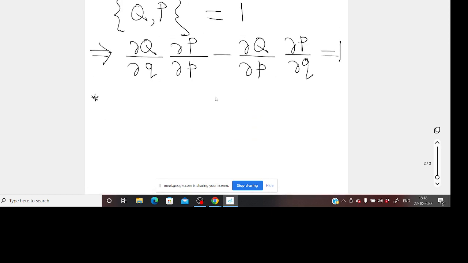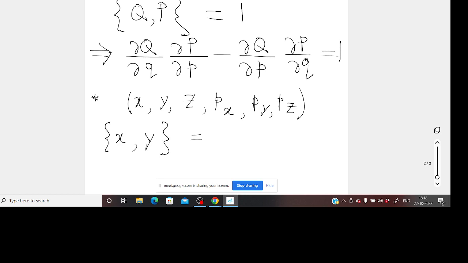Now let's see. There are three coordinates x, y, and z, and three components of the momentum. So this is basically a three-dimensional system, for one particle, a single particle. So what will be the commutator of these two? 0. Right. So what will be the formula for this?